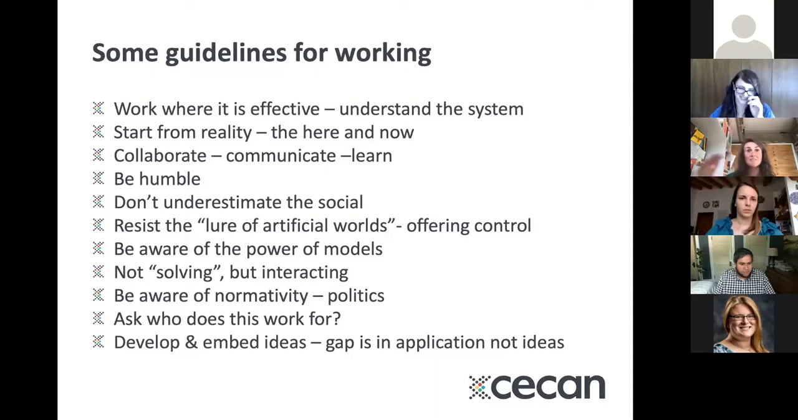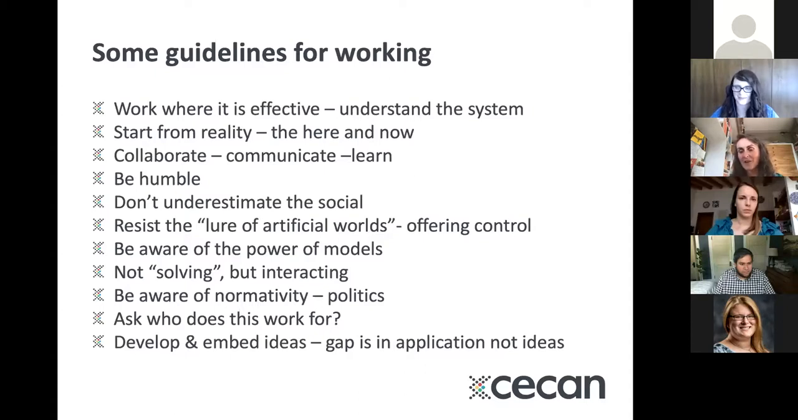And ultimately, it's great to innovate ideas. I really like doing it myself, but at the moment we have these urgent challenges to address, and I think we're in a situation where the gap is in application and not in new ideas. There's lots and lots of ideas out there, including our own.